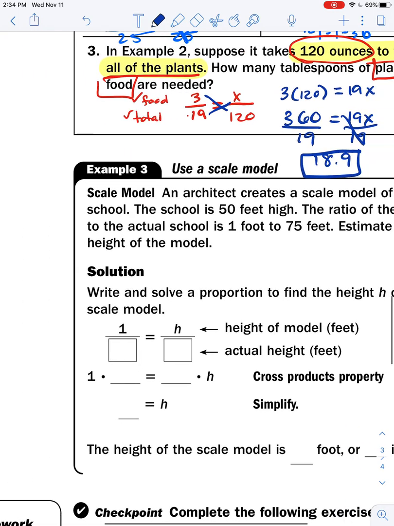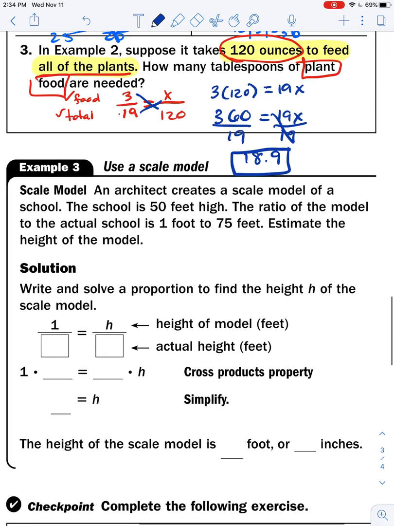Let's see if we should do this one more. If you totally get it and you want to try your homework, you can go and do that. I'm going to read one more and set it up. An architect creates a scale model of the school. The school is 50 feet high. The ratio of the model to actual school is 1 foot to 75.